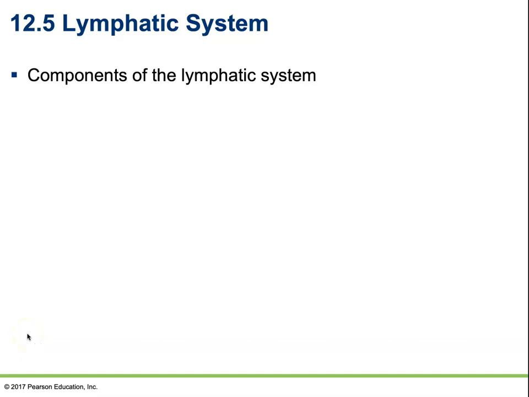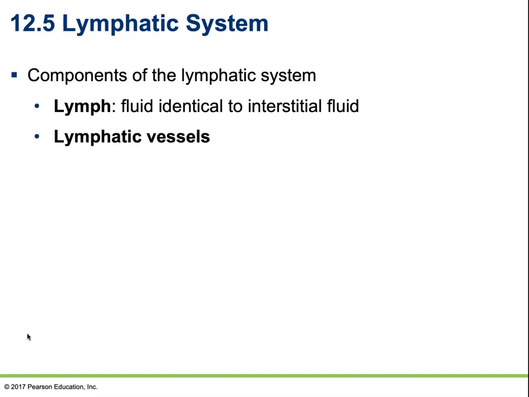All right, so now we're going to talk about the lymphatic system. There are certain components of the lymphatic system that we need to cover first. First, lymph. Lymph is a fluid identical to interstitial fluid. So that fluid that is found, that extracellular fluid that's found just outside of your cells, that's what lymph is. It's the fluid that leaks out of the blood vessels and it bathes body cells.